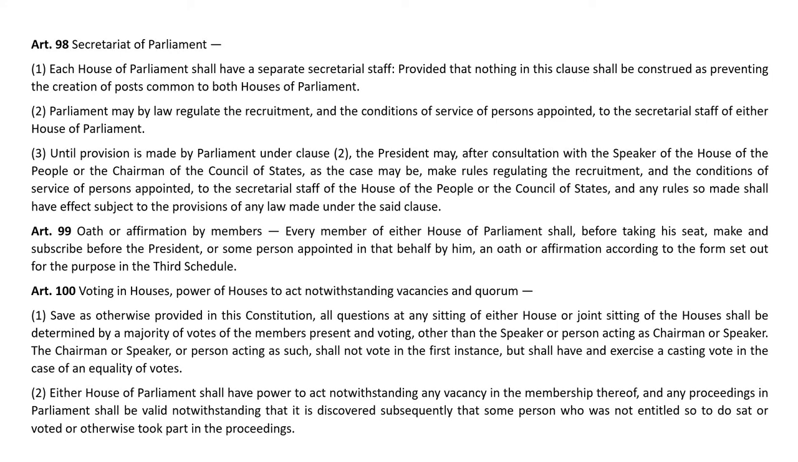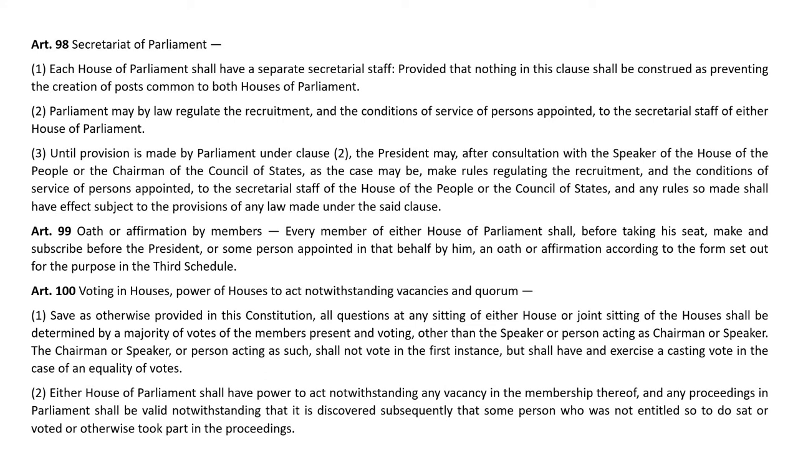Until provision is made by Parliament under clause 2, the President may, after consultation with the Speaker of the House of the People or the Chairman of the Council of States, as the case may be, make rules regulating the recruitment and the conditions of service of persons appointed to the secretarial staff of the House of the People or the Council of States, and any rule so made shall have effect subject to the provisions of any law made under the said clause.